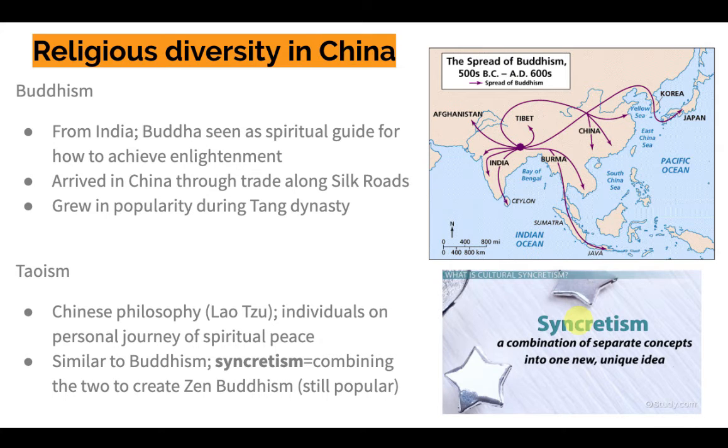These two ideas were combined in a syncretic religion known as Zen Buddhism, which is still popular today. And please note on the bottom here the definition of the word syncretism. It's one of those history words that we'll be talking about a lot. In this case, the separate concepts that are combined would be the Indian tradition of Buddhism with the Chinese tradition of Taoism into a form of Buddhism that we call Zen Buddhism.